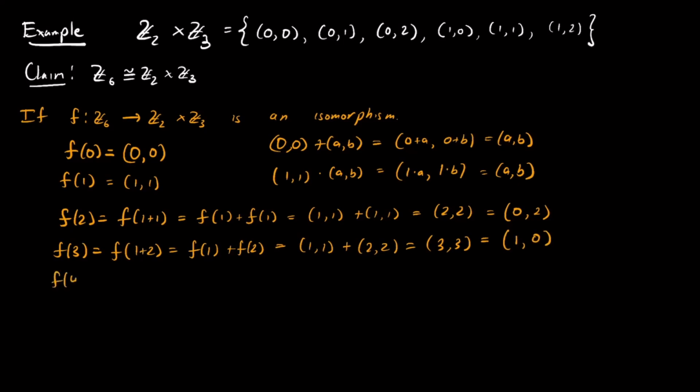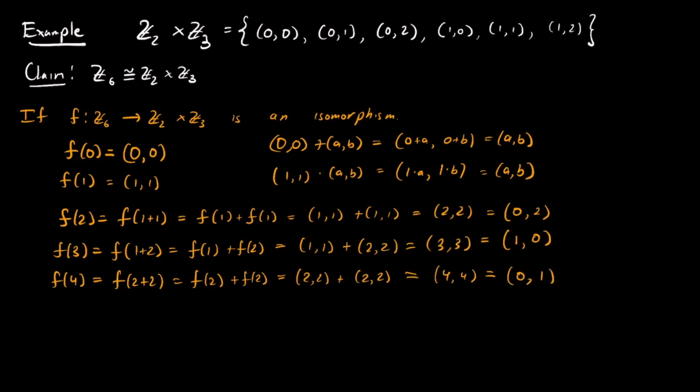If I look at f of 4, you can probably see where I'm going with this. f of 4 is f of 2 plus 2. And since this is an isomorphism, this is f of 2 plus f of 2. What are we going to end up with? We're going to end up with (2,2) plus (2,2), which is (4,4). And 4 mod 2 is 0, 4 mod 3 is 1. So I get (0,1). And you can imagine we can continue this way. f of 5 is going to be (5,5). So 5 mod 2 is 1, 5 mod 3 is 2. And that's going to be it, right?